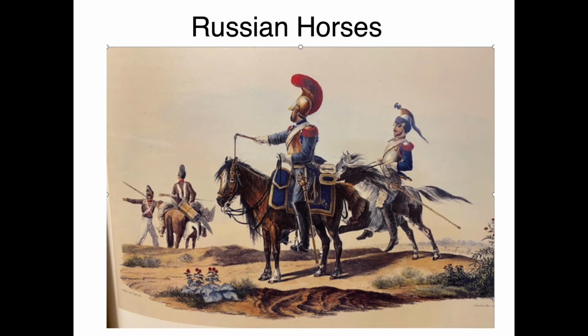So 250,000 horses were involved in this campaign. 180,000 died during those 6 months. And basically, 6 months is 180 days. So the French army was losing on average about 1,000 horses every single day. Those huge losses.